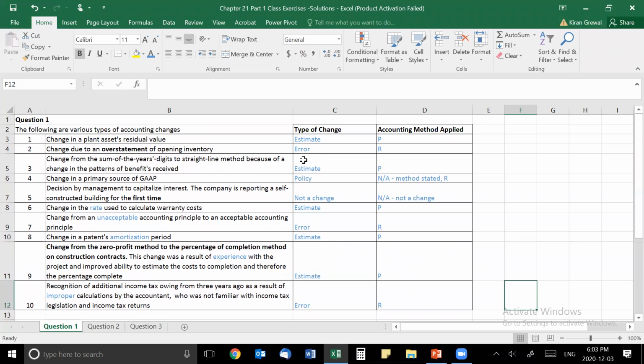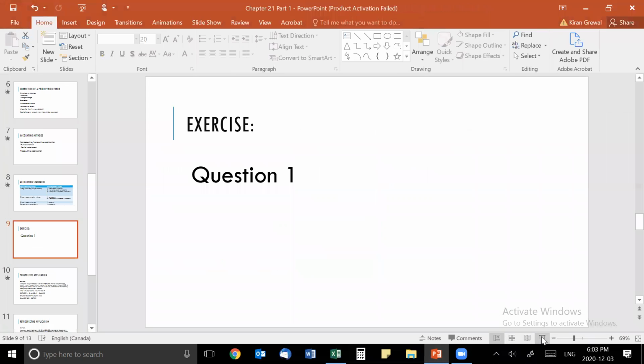All right, so I hope these make sense. Once you start getting the hang of things, once you realize that looking at the decision of why they're doing this, why they're making the change, that's going to help you determine what type of change it is. Okay, so let's continue with our PowerPoint.